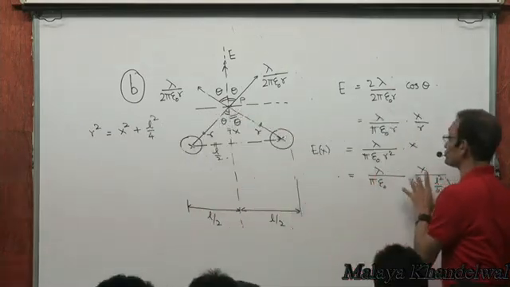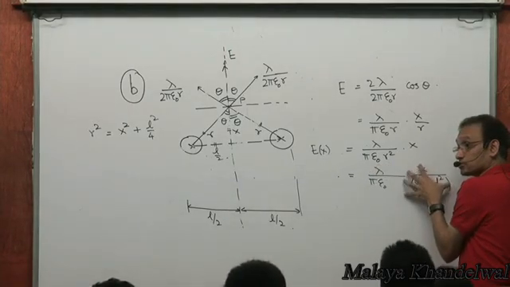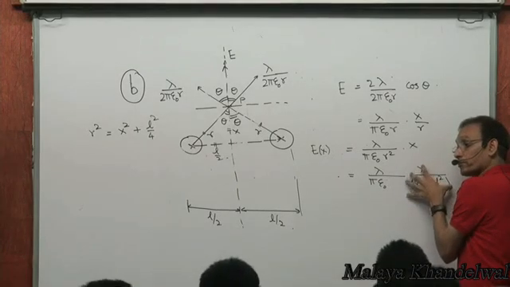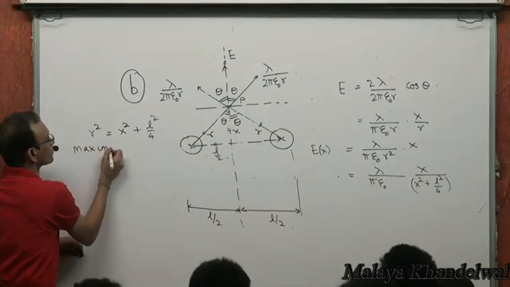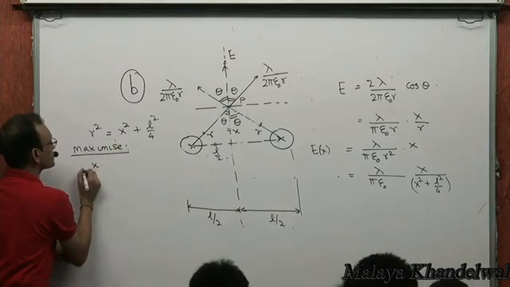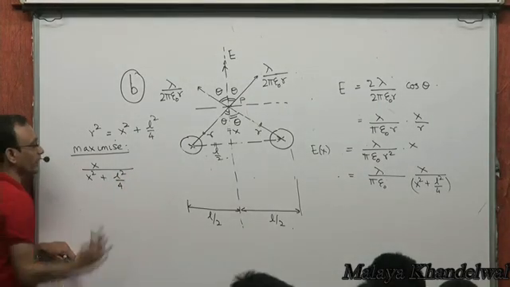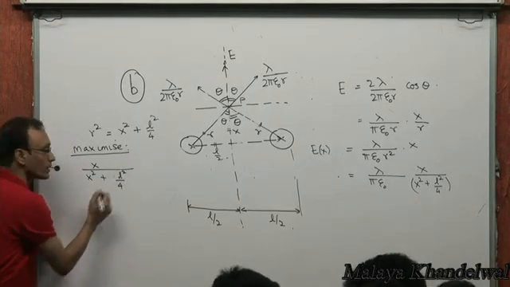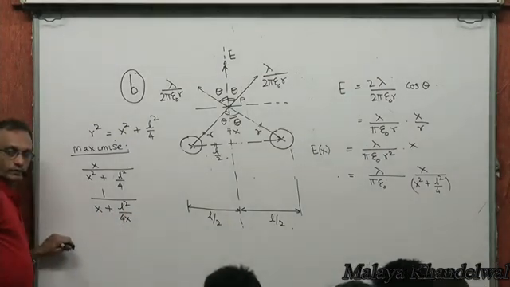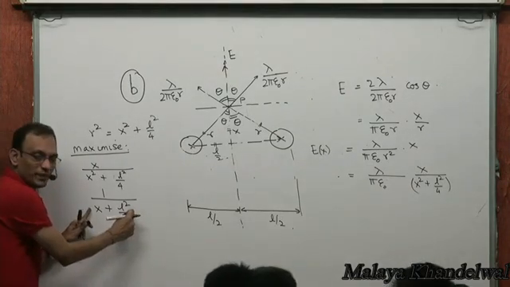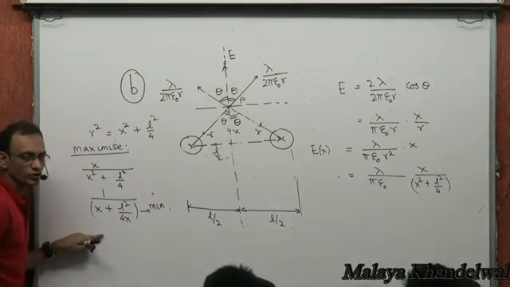We need to find the value of x so that this expression would be the maximum it could be. This is a constant, so we want to maximize this expression. We want to find x such that this is a maximum. Clear? That means we want to maximize x by x squared plus L squared by 4, right? Isn't it? This expression we can write as x plus L squared by 4x inverted, right? Yes or no? That means we want to minimize this. When this is a minimum, this ratio would be a maximum.